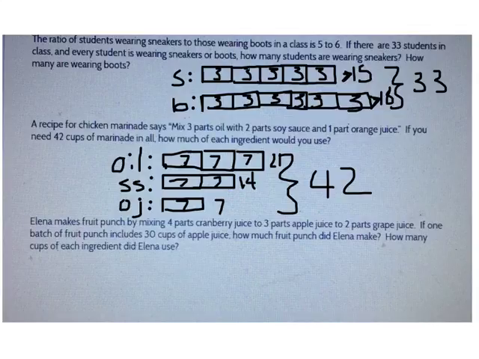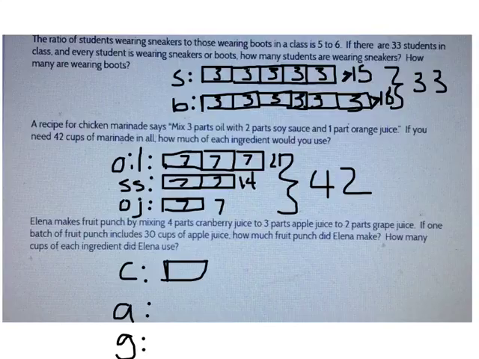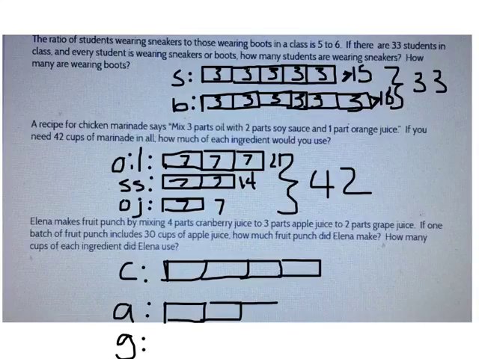Try the next one. Elena makes fruit punch by mixing 4 parts cranberry juice to 3 parts apple juice to 2 parts grape juice. If one batch of fruit punch includes 30 cups of apple juice, how much fruit punch did Elena make? And how many cups of each ingredient did Elena use? Go ahead and draw your tape diagram with cranberry juice, apple juice, and grape juice. 4 parts for cranberry, 3 parts for apple, and 2 parts for grape.